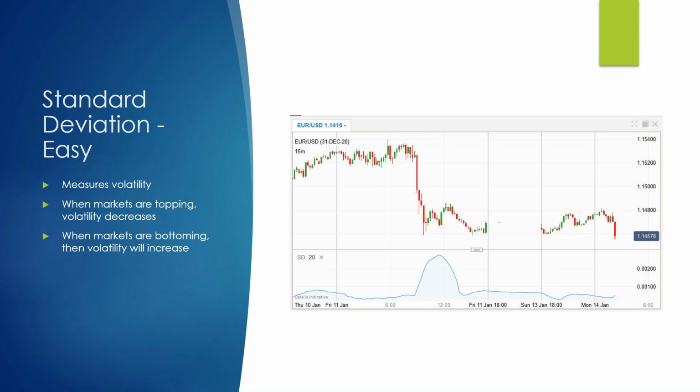Now, here's the difference. When markets are topping, meaning they have made new highs and it's starting to lose momentum, you will see the volatility decrease. And when markets are bottoming, meaning they're fixing to turn from the lows, then the volatility will increase. It goes opposite of what you think should happen.